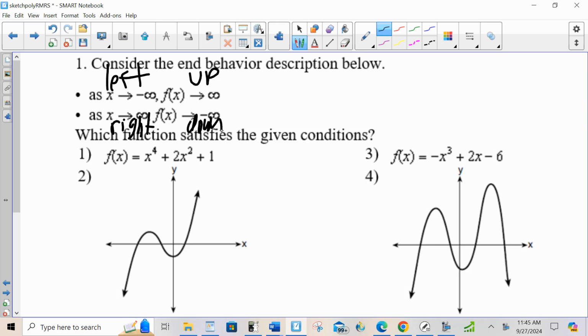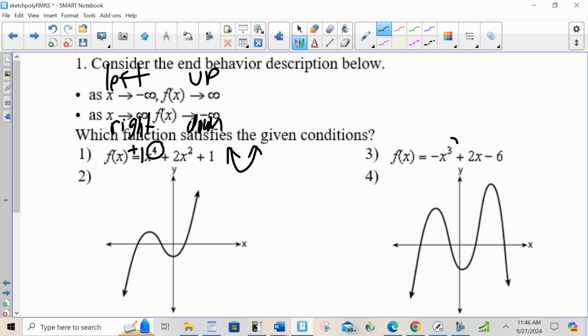So, I have two graphs, I have two equations. For the equations, you can use the calculator, but you should know that since this is even, it's U-shaped, and since this is a positive leading coefficient, it opens upward, so I know that it's going to look like this. This has an odd leading coefficient, so it's chair-shaped. It's negative, so it opens down, so it looks like this. And again, you could use the calculator, but I'd rather you just know.